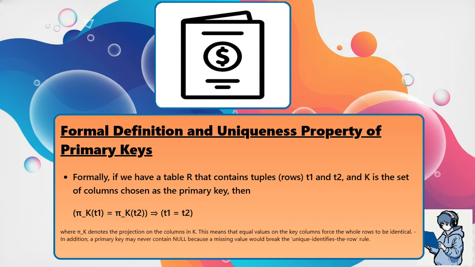In addition, a primary key may never contain null, because a missing value would break the rule that it uniquely identifies the row. Example: a table called student with columns student ID, name, and birth date, where student ID is the primary key. Every student has a different student ID and none can be null.